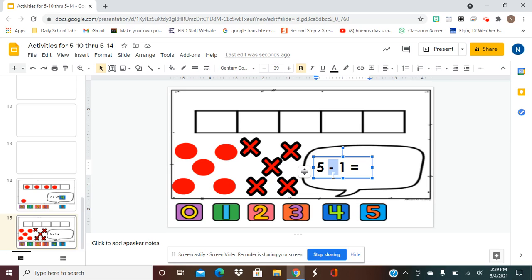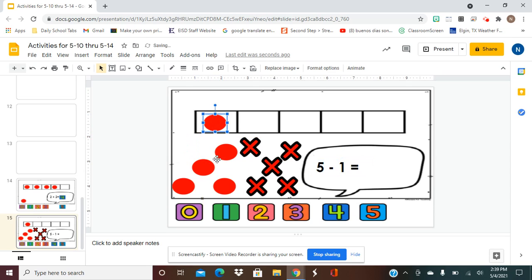And it's telling us that we're going to be adding everything together or taking away. We're going to be taking away. So that symbol right there is telling us that we're going to take away. We're going to have something and then we're going to take away some. So now let's read the number sentence that we have so far. 5 minus 1 equals something. So we're going to start with how many? We're going to start with 5.